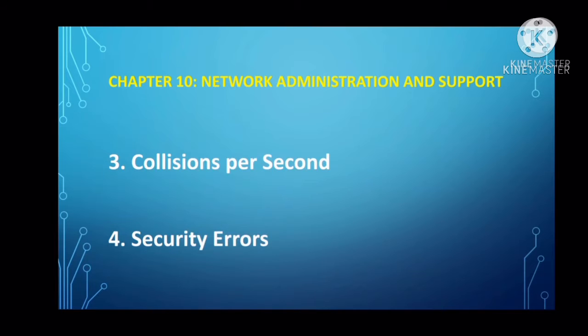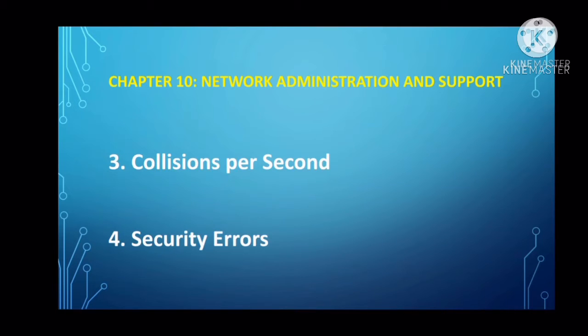Third one is collisions per second. Only one node on an Ethernet segment can transmit at a time. When more than one node attempts to do so, the two packets collide and both must be resent. Although the time to resend is fairly short for the first failed attempt, it increases exponentially with each additional failed attempt. It is unlikely that two stations will repeat a collision on the second attempt.